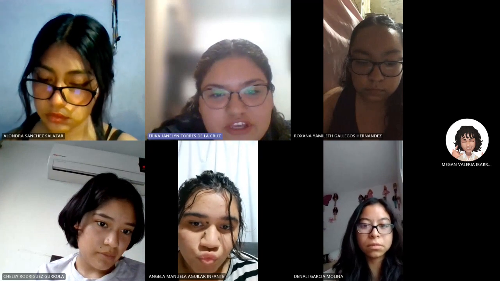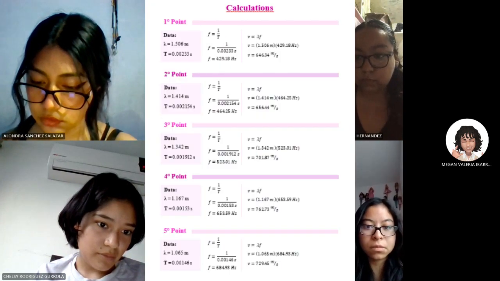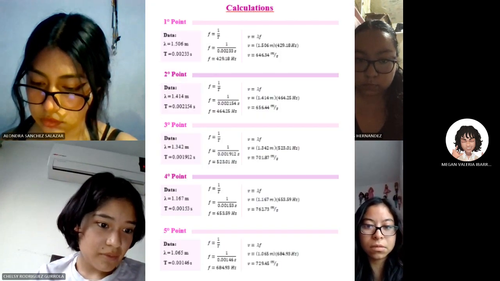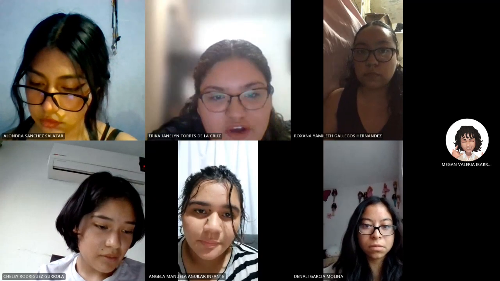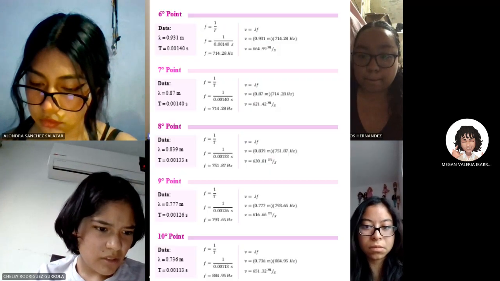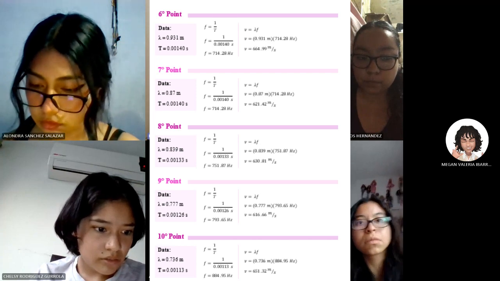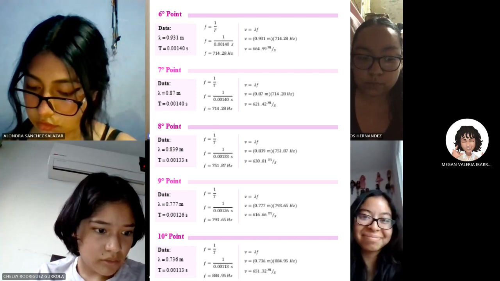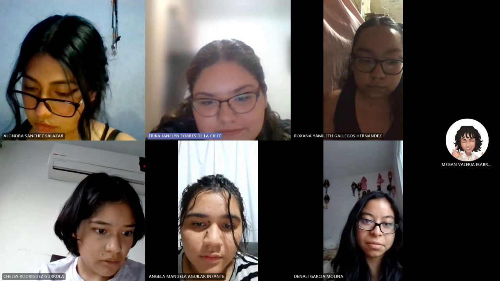With the calculations we made, we came to the conclusion that the lower the frequency, the higher the value of the period. We also observed that the value of the wave speed increased according to the frequency, but at some points decreased.